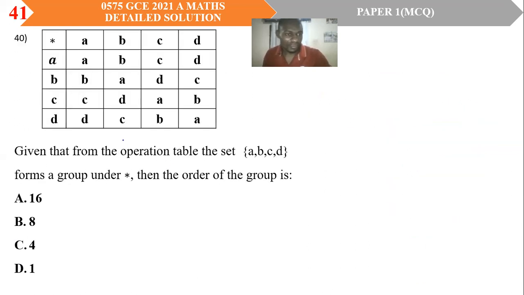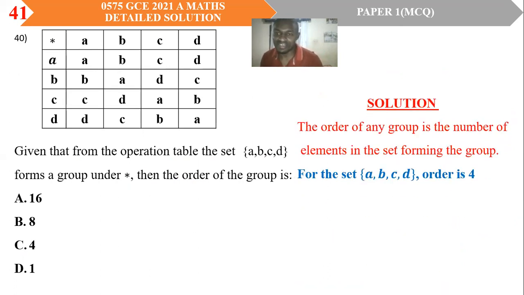Question 40. Given that from the operation table, the set A, B, C, D forms a group under star, then the order of the group is... Solution. The order of any group is simply the number of elements in the set forming the group. In other words, it is simply the cardinality of the set. For the set A, B, C, D, the order is simply counting 1, 2, 3, 4. So order 4. Answer C.